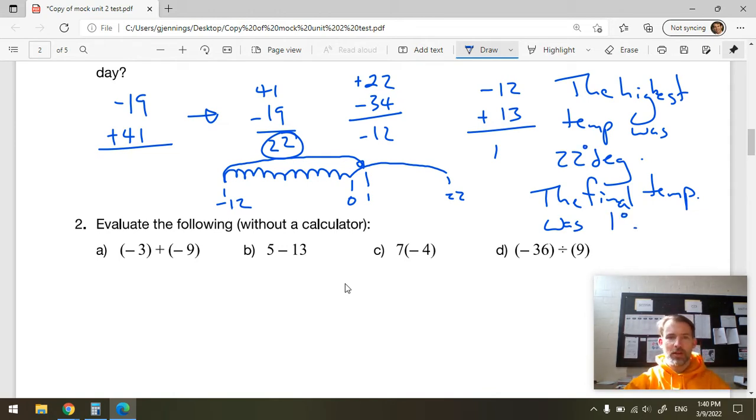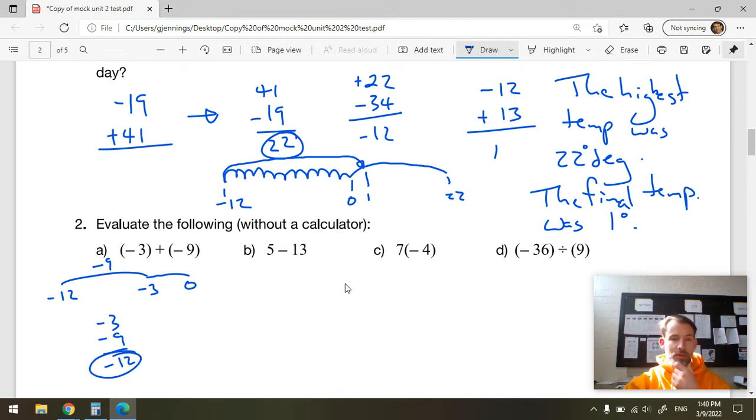Okay, so now evaluate the following without a calculator. Okay, don't mind if I do. Minus 3 plus minus 9. All right, so you want to think about this as starting at 0. I start back here at minus 3. That was my first move. So I went minus 3. Then I add a negative motion of minus 9. So I go 9 further in that way. That's minus 12. So negative 3 minus 9 equals minus 12.